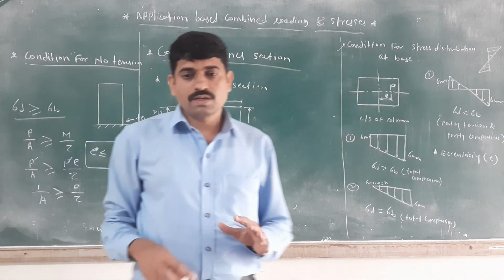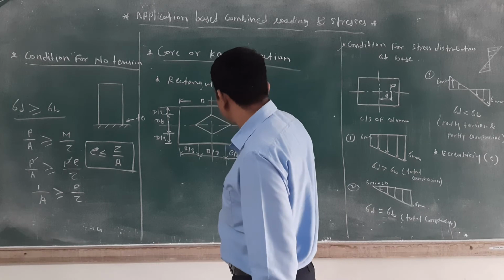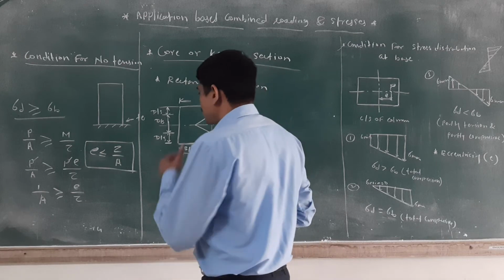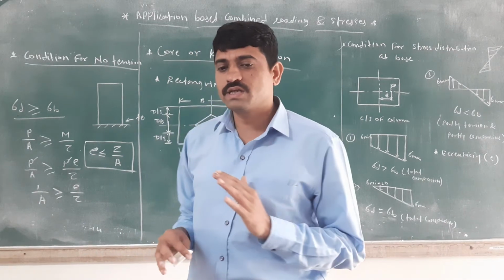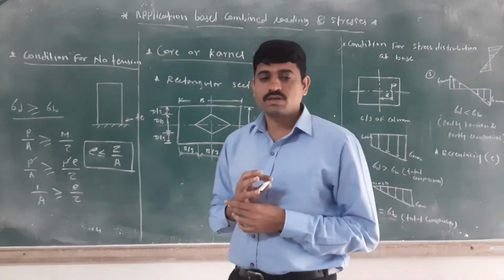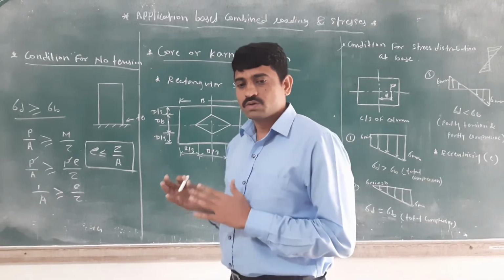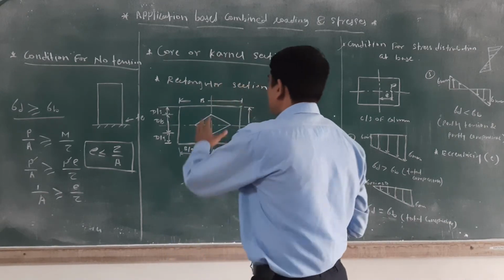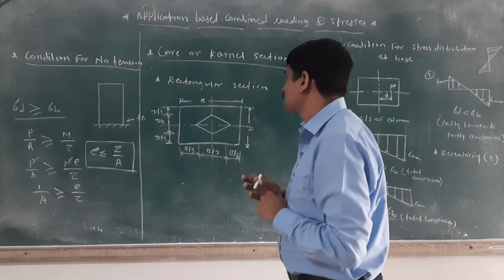Okay, we have considered the central portion of the cross-sectional area. If the load acts within that central portion of the cross-section, then we can say no tension will be produced in the zone of the cross-section. That part of the cross-section is called the core or kernel section. Okay, see, we want to calculate here the eccentricity for the rectangular section.